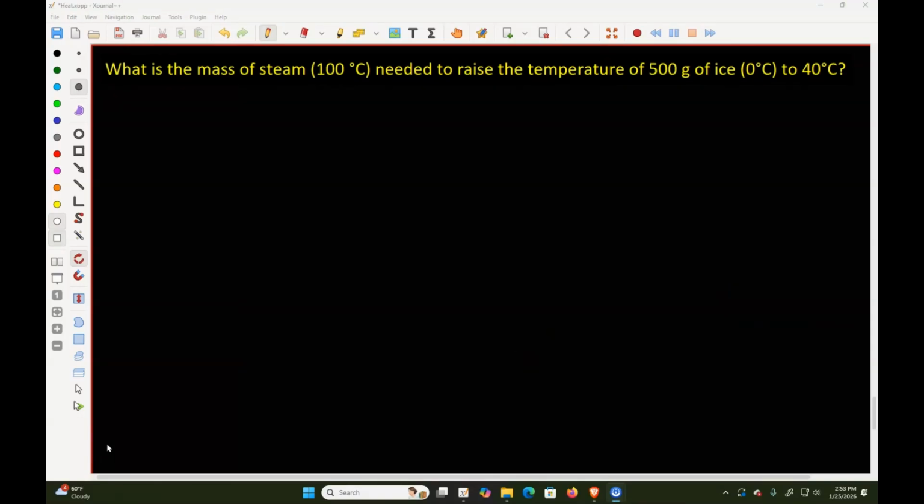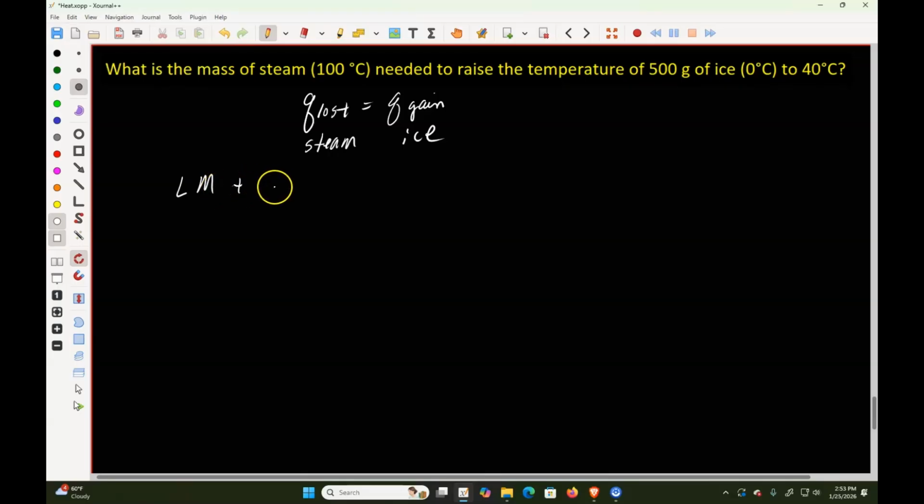What is the mass of steam at 100 degrees Celsius needed to raise the temperature of 500 grams of ice at 0 degrees Celsius to 40 degrees Celsius? Again, Q lost equals Q gain. Okay, so the steam side is going to be losing. The ice side will be gaining. So the steam is going to go into water, and then this hot water is going to go to a final temperature of 40 degrees.